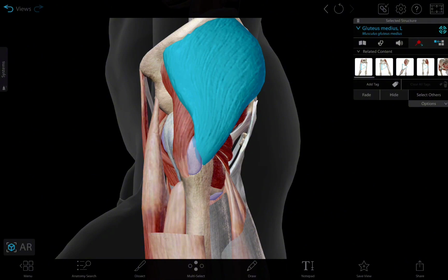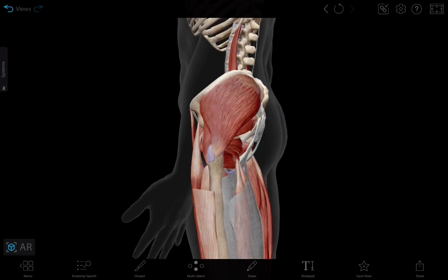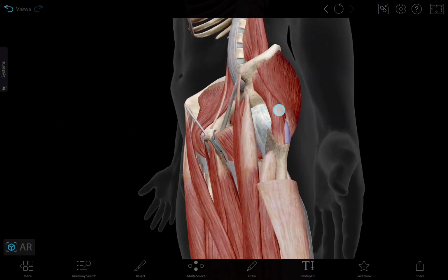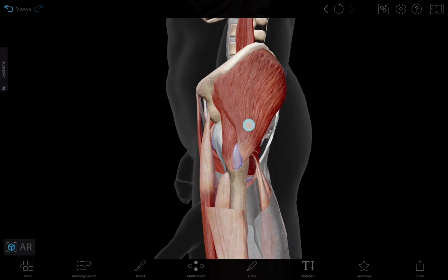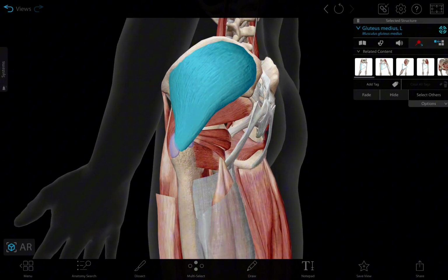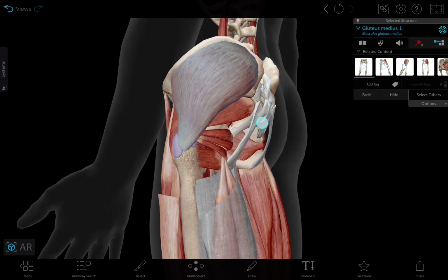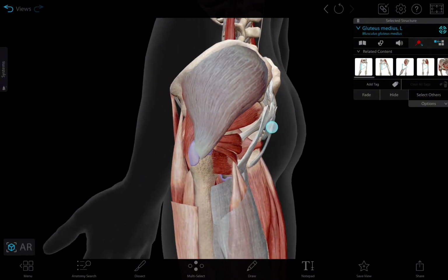So here you can clearly see that the gluteus medius muscle inserts on the lateral surface of the greater trochanter of the femur. Again, look very carefully. The gluteus medius muscle inserts on the lateral surface of the greater trochanter of the femur. This is the gluteus medius muscle, and it also has similar functions, like extension and abduction of the thigh at the hip joint.